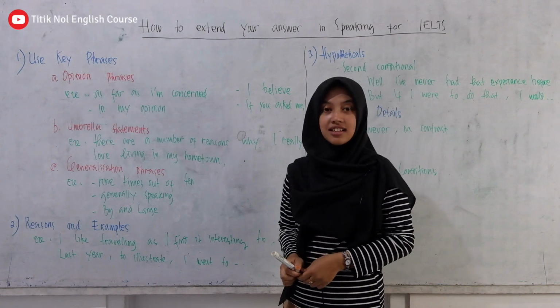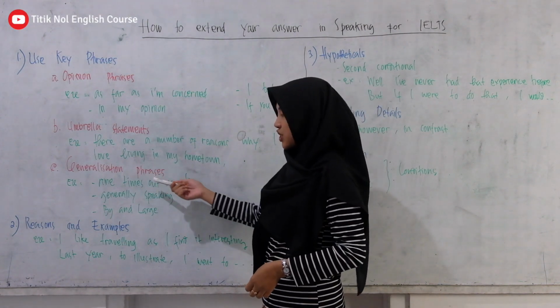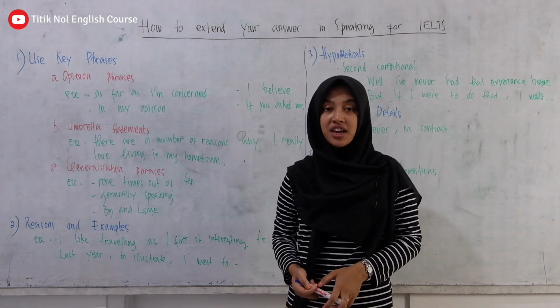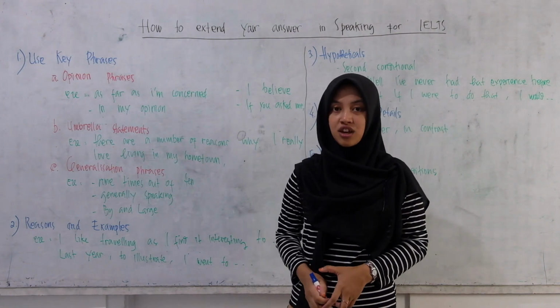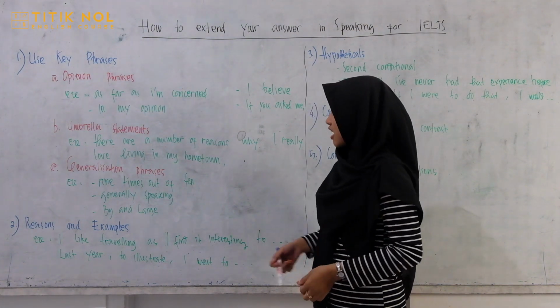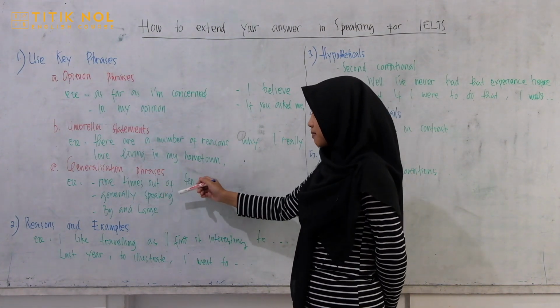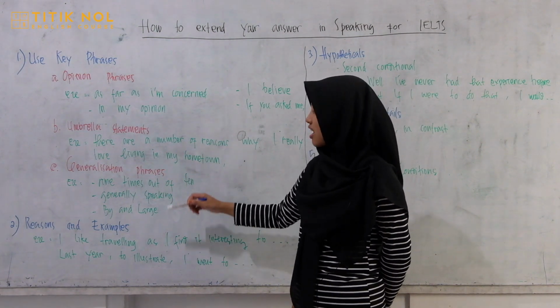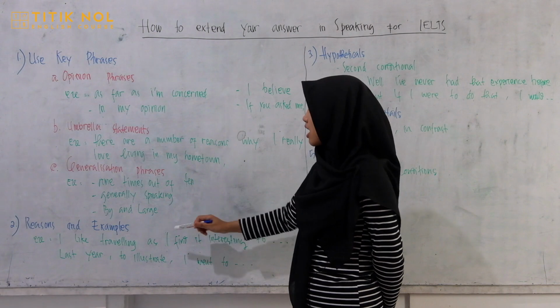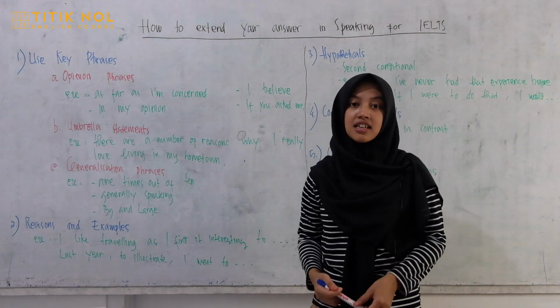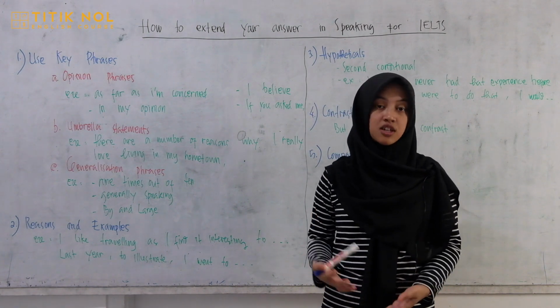The third one, you can use generalization phrases. This helps you, particularly in speaking part 3, to give a general idea about your topic. For instance, you can use 9 times out of 10, and then another one, generally speaking, or by and large. All of these phrases combined can help you to give an extended answer.